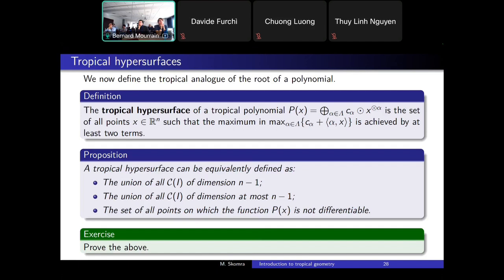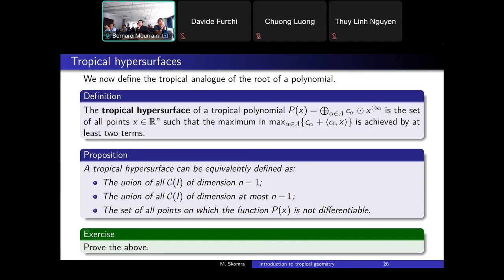And then there is a simple proposition saying that a tropical hypersurface can be equivalently defined as these three things. For those of you who weren't here yesterday, this notation is about the cell decomposition of the space. The space is decomposed into many cells, some full dimensional, some of lower dimension. This hypersurface is the union of all lower dimensional cells. But you can also think about it using this third bullet, which doesn't require the previous lecture: the tropical hypersurface is the set of all points at which this function is not differentiable.